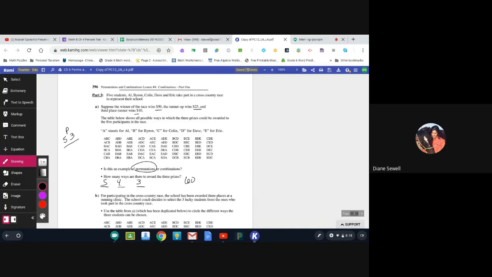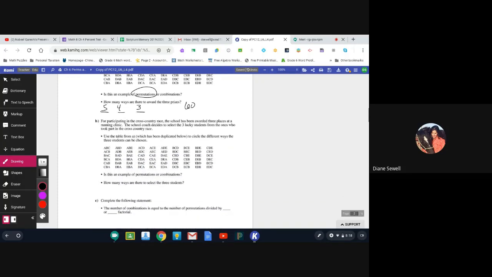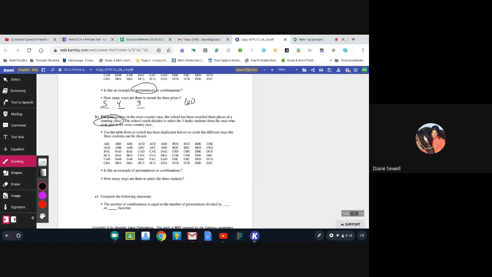Now, for participating in the cross-country race, the school has been awarded 3 places at a running clinic. Okay, we're just going to a clinic. Order doesn't matter. It doesn't matter how you get on the bus. You're not going to get a different clinic or a different award just by getting on the bus and going to the clinic. 3 lucky students get to go.